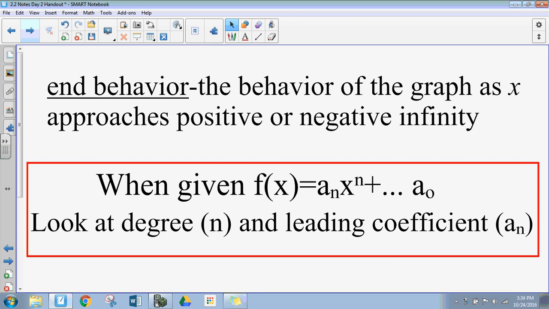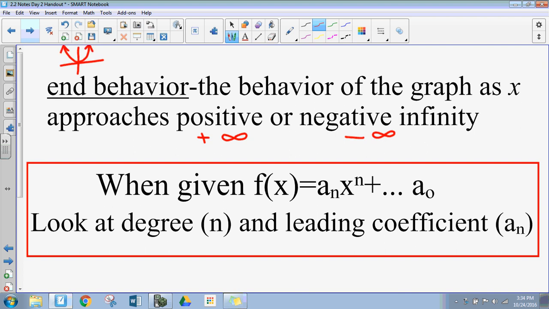The end behavior is going to be described as the behavior of the graph as x approaches positive or negative infinity. So we're going to denote that by infinity, but usually we don't put a plus sign for positive infinity, but for negative infinity we'll have a negative sign. End behavior is talking about what's happening at the ends, at the arrows. Like for x squared, as x is going to positive infinity, the y is going to go to positive infinity. That's what we're talking about, what's happening at the arrows.